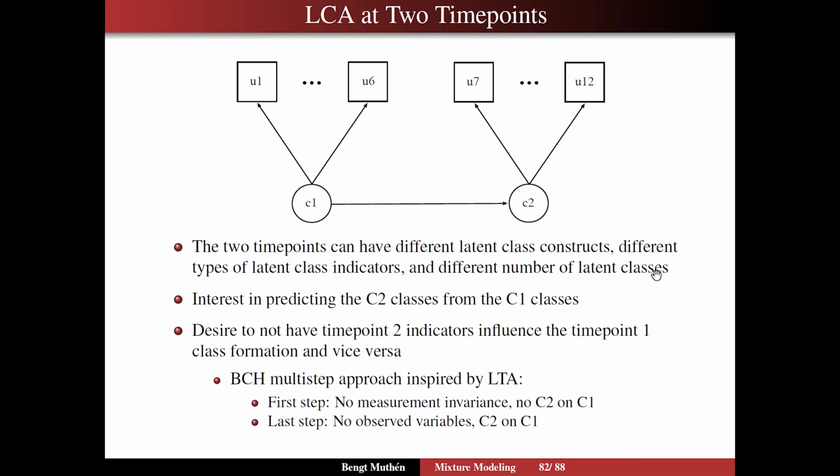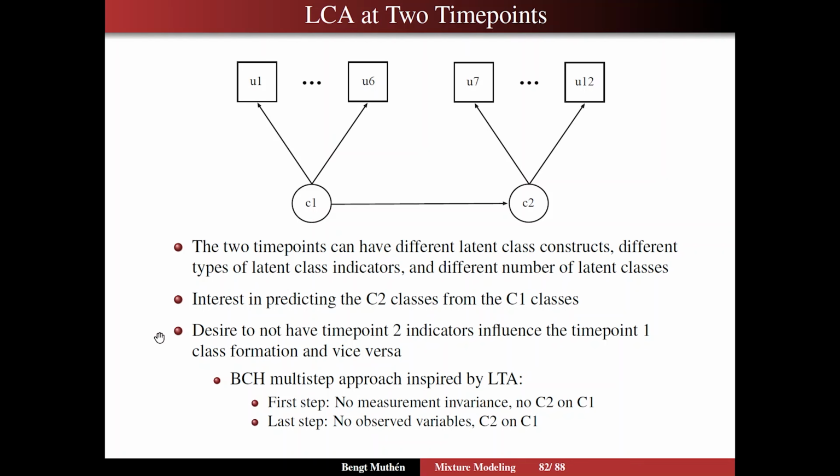In this case, since it's different types of variables and different latent class constructs, it does not make sense to include a random intercept at the top. So RI-LTA wouldn't be relevant for this situation. The latent trait addition would not be relevant. We're interested still, like in LTA, of predicting C2 classes from C1 classes.